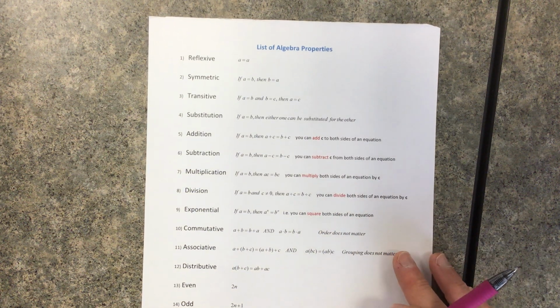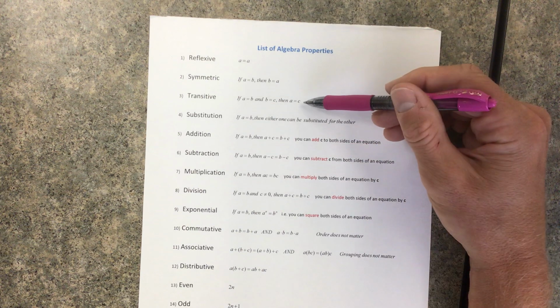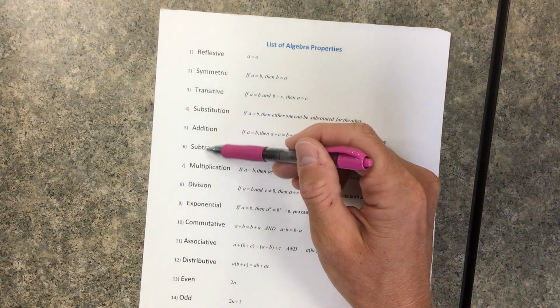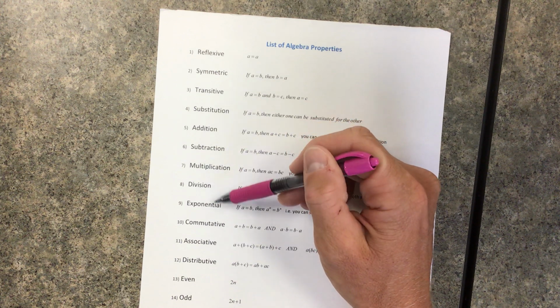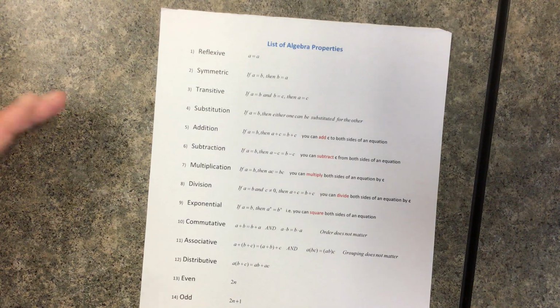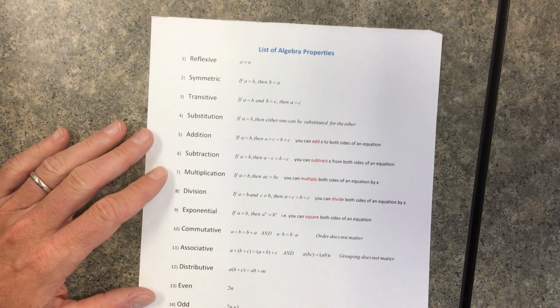Probably some of the bigger ones are the transitive property. We use that a lot. We certainly use substitution, and of course the main operations in math, right? Addition, subtraction, multiplication, division. Okay, so let's look through an example. I think I got 4 problems here for us.